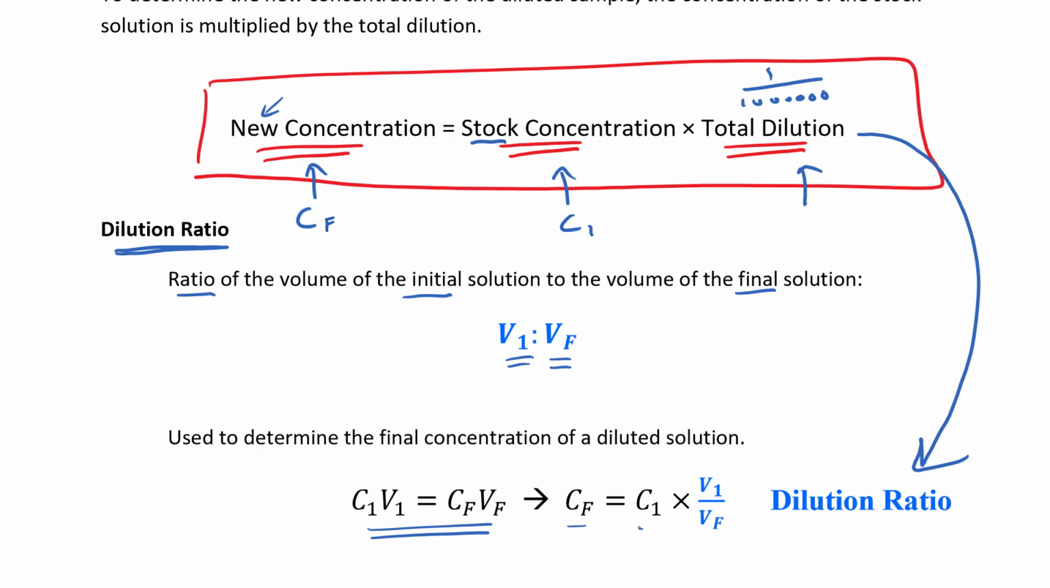CF on one side, C1 times V1 over VF, but I keep these together as a fraction. This is my dilution ratio. As an example, V1 would be 1, VF would be 1 million in a 1 in 1 million dilution. So as you can see, this right here comes from our dilution formula. The total dilution is our dilution ratio. It is our initial volume divided by our final volume.